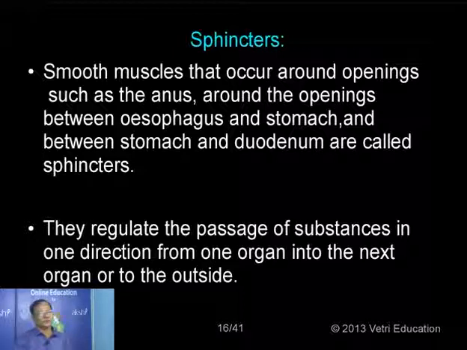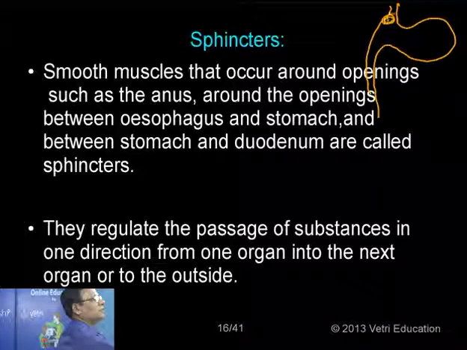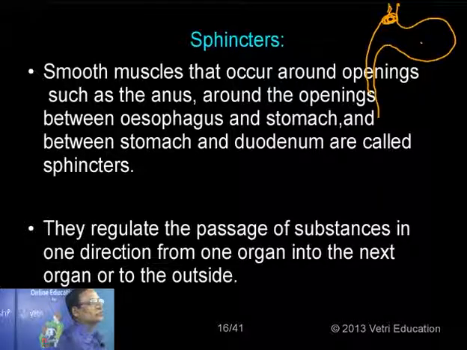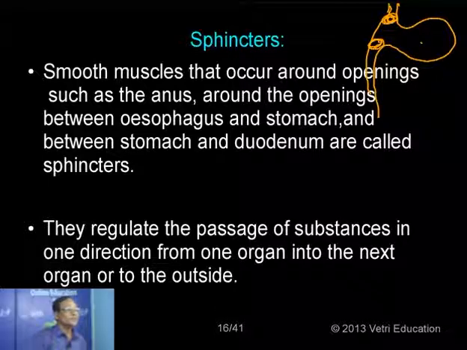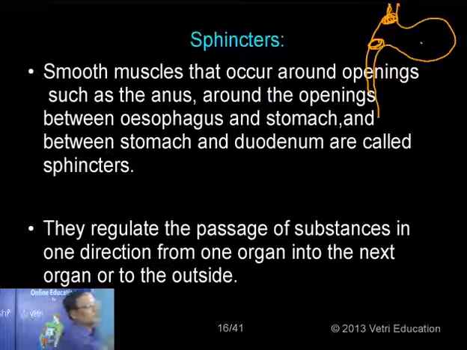Now what are sphincters? They are a special group of smooth muscles found around openings, for example around the anal opening or around the opening between the esophagus and stomach. There is a ring of muscle at the junction of the esophagus and stomach, and also at the junction of the stomach and the intestine. Such muscles are called sphincter muscles. The sphincter muscles are a ring of smooth muscles present around certain openings. Between the esophagus and the stomach is the cardiac sphincter muscle, and between the stomach and the first part of the small intestine is the pyloric sphincter muscle.